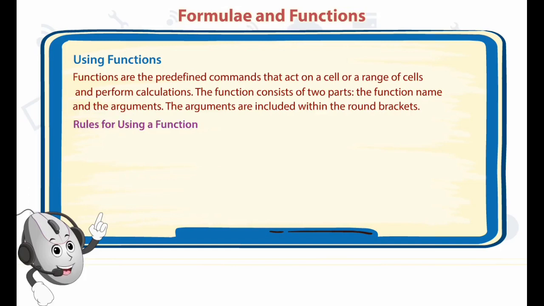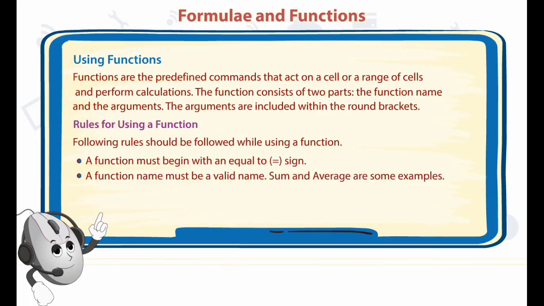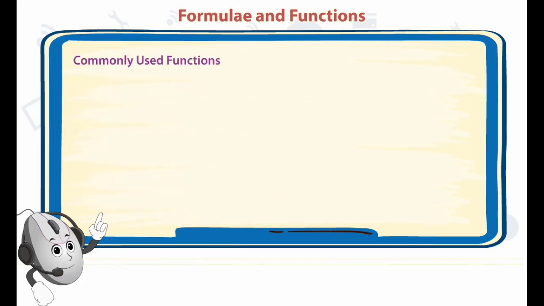Rules for using a function. The following rules should be followed while using a function. A function must begin with an equal to sign. A function name must be a valid name. SUM and AVERAGE are some examples. A function name must be followed by opening and closing parentheses. Arguments should be enclosed in the parentheses.